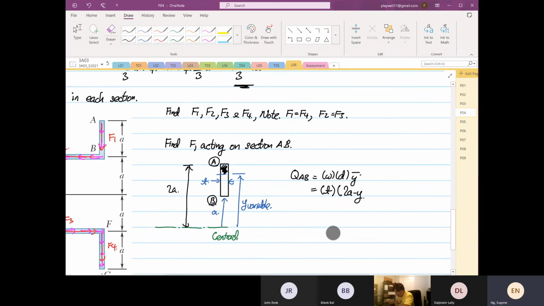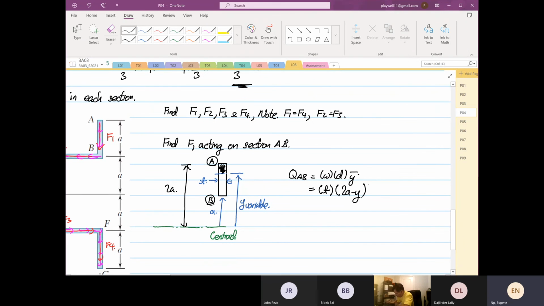Minus Y. Then over here, the Y bar is 2A plus Y times by half. We have derived this before. Y bar is 2A plus half Y, okay? So this will be equal to T over 2, right? And then you have 4A squared minus Y squared, right?